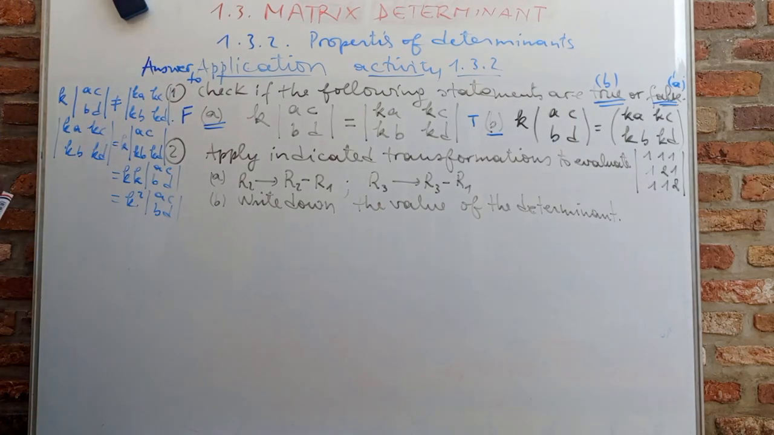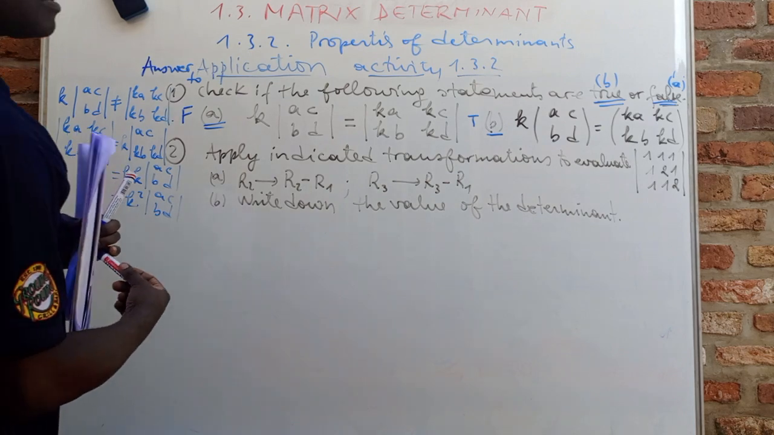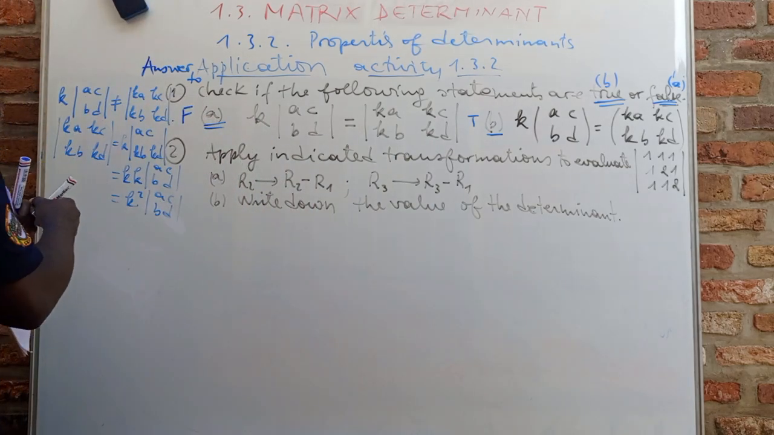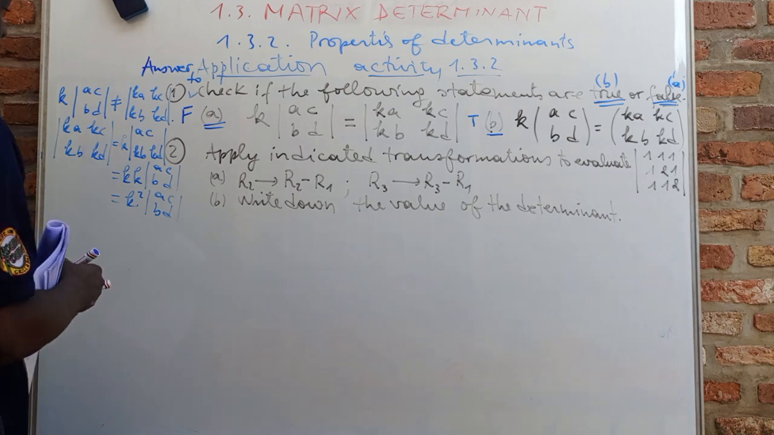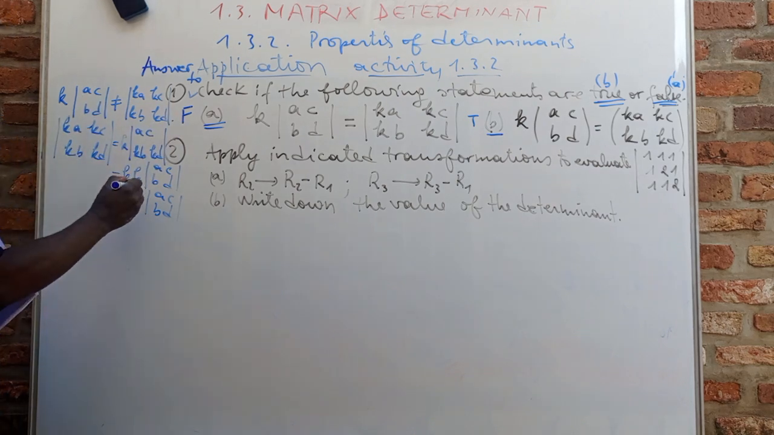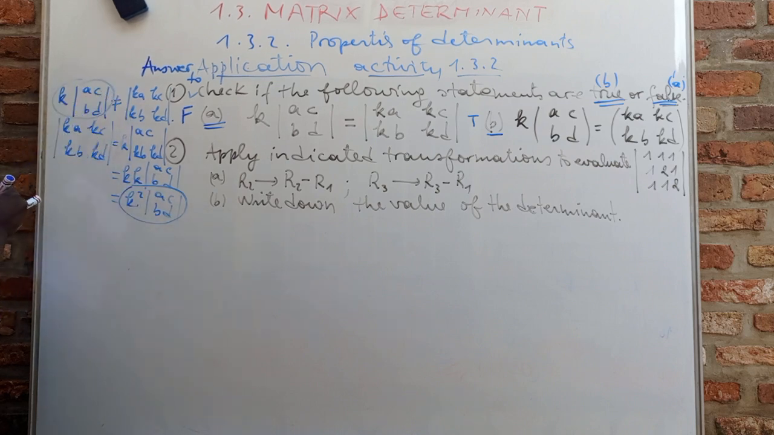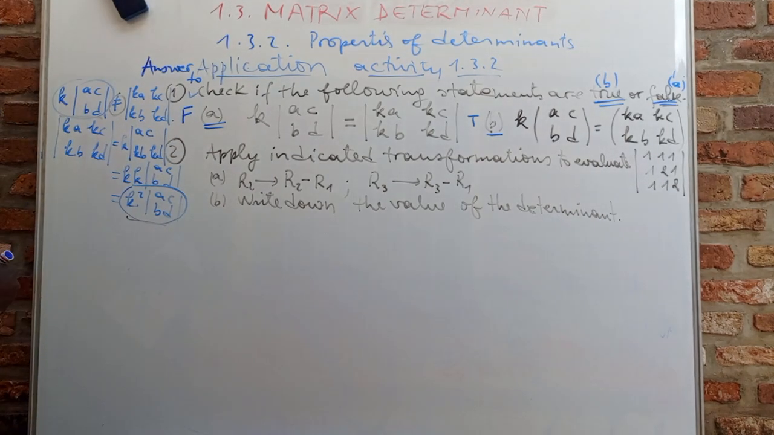Okay, so now let us move on. We have answered A and B, so the first question is done. As a conclusion, k squared times this determinant is different from the other one; the two determinants are obviously different. Now moving on to question 2.